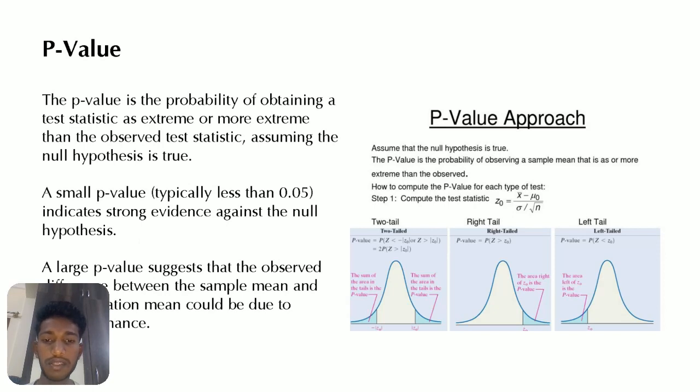P value. The p value is the probability of obtaining a test statistic as extreme or more extreme than the observed test statistic, assuming the null hypothesis is true. A small p value, typically less than the 0.05 level, indicates strong evidence against the null hypothesis. A large p value suggests that the observed difference between the sample mean and population mean could be due to random variation.